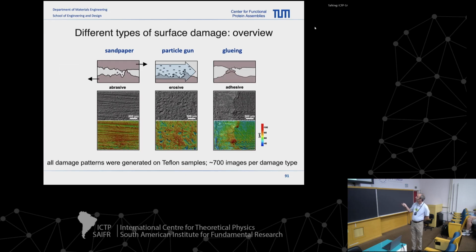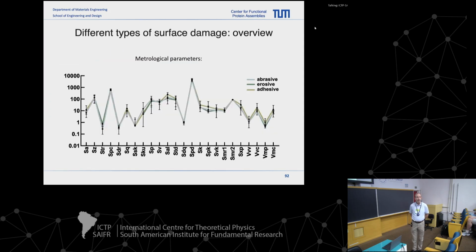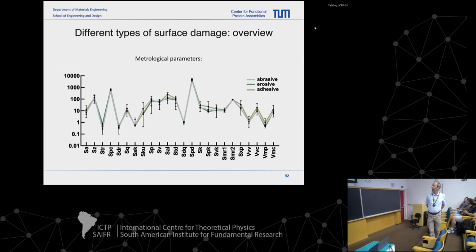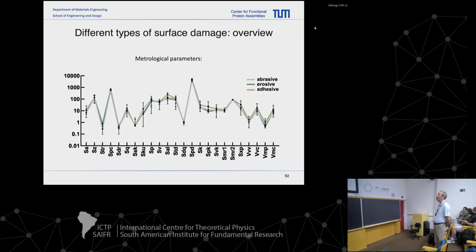So actually this type of damaging works rather fast. Manuel collected 700 images per damage type because Teflon is easy to process, and the imaging is also quite fast. And then obviously we get the same type of data that I talked about already, lots of metrological parameters. Now if you look at that and try to see if there is 1 or 2 parameters that allow you very easily to separate the 3 types of surface damage, it's tough. It looks more or less the same, even though on the images we saw it's not the same. Yeah? But maybe machine learning helps us again, and that's what we're trying to figure out now.